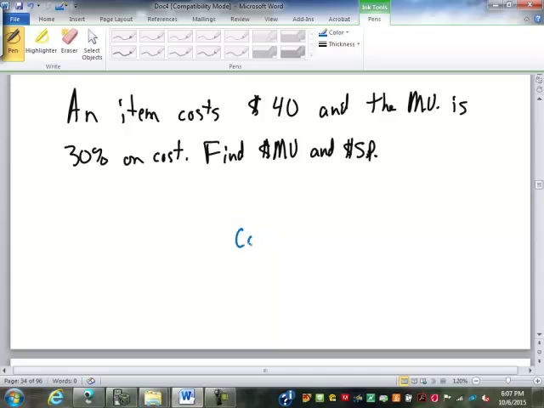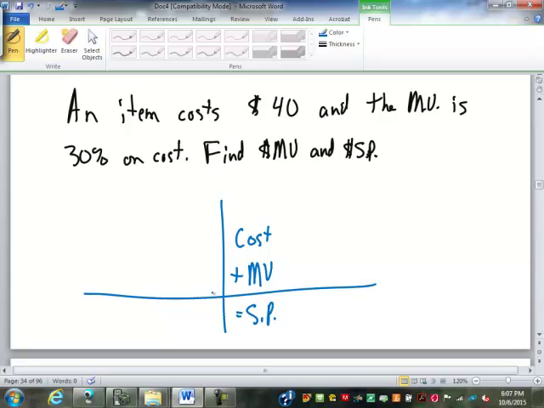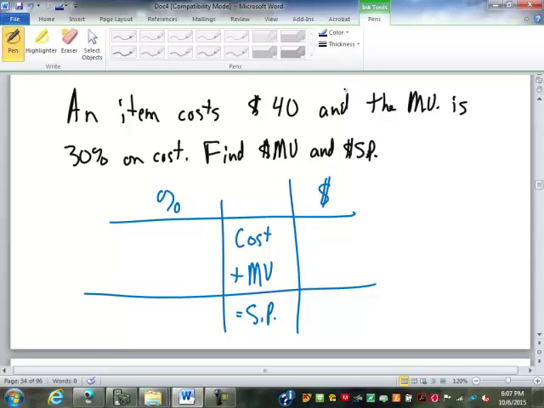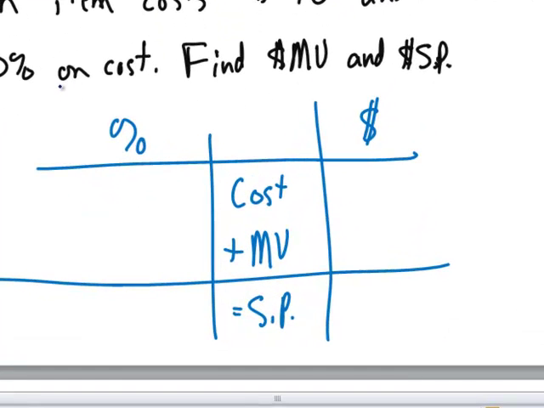So let's make our chart. Cost plus markup equals the selling price. Percents are going to go on the left side, dollars on the right. First thing I'm going to do in any of these markup problems is find and locate the 100%. This is based on cost, which means 100% has to go with the cost. So 100% goes there. That frames how the whole rest of the problem works.